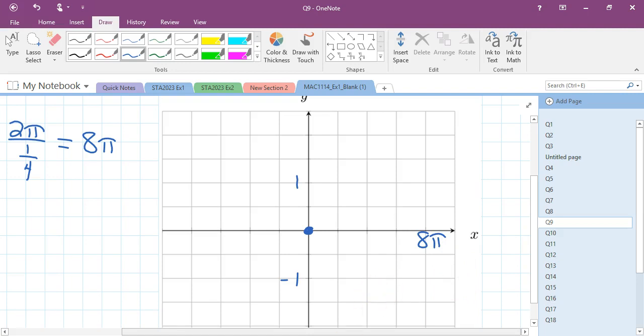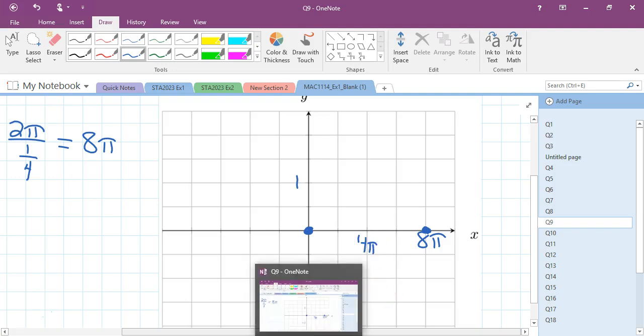Do you know where it ends for sine? Does it end on the amplitude or on the axis? It's going to end on the axis. Now, do you remember how to find the middle of this? Add the two endpoints and divide by 2, because you're finding a midpoint. So 0 plus 8 pi is 8 pi. 8 pi divided by 2 is 4 pi. So this point right there is 4 pi.